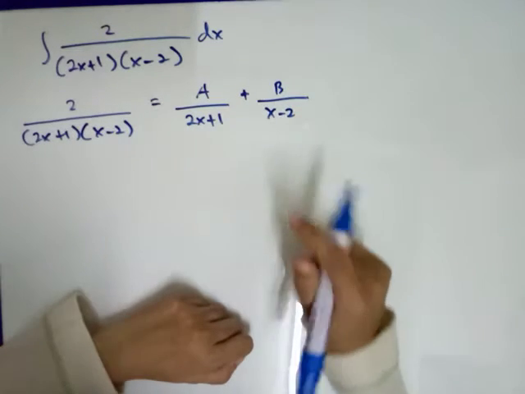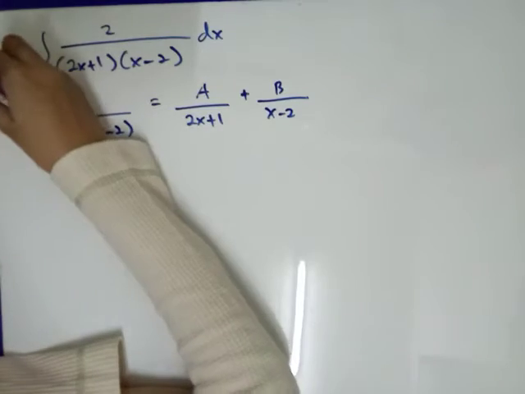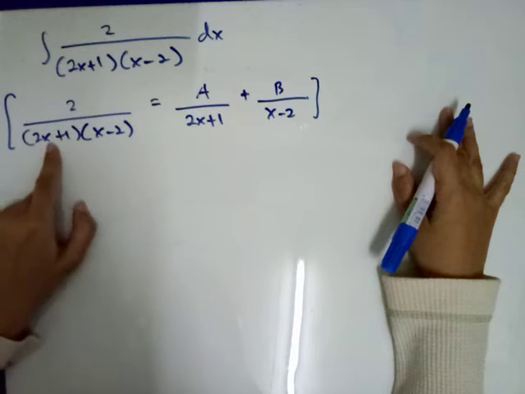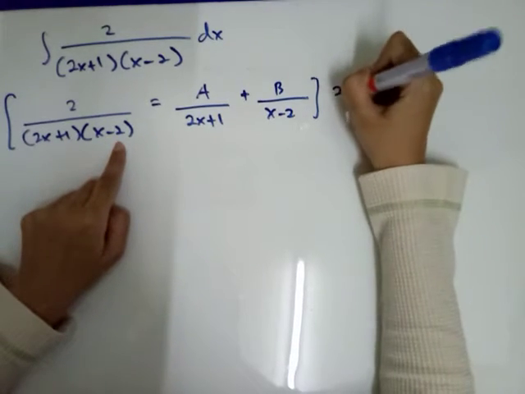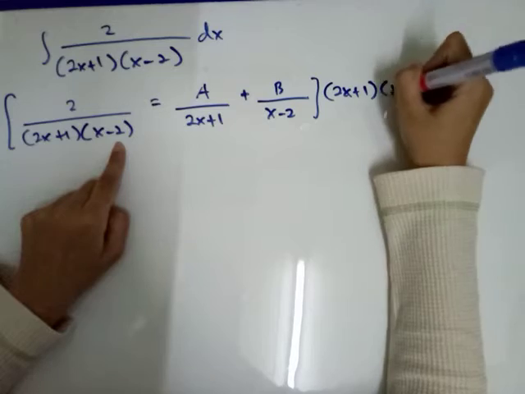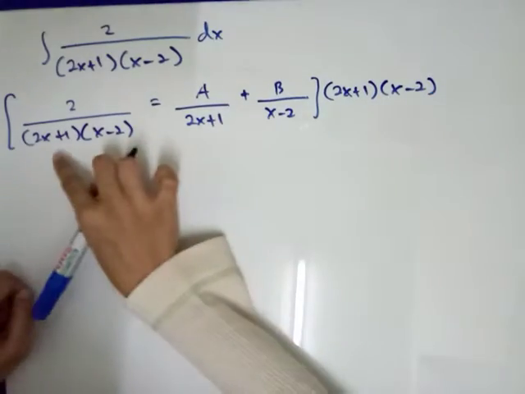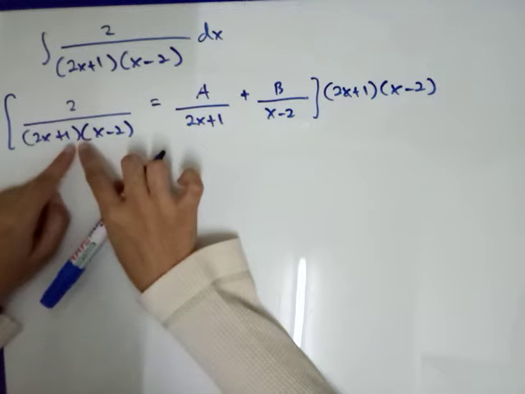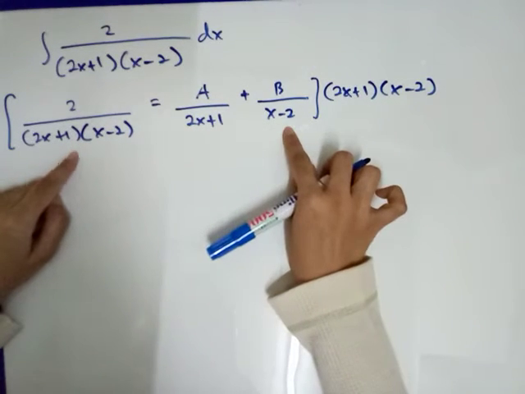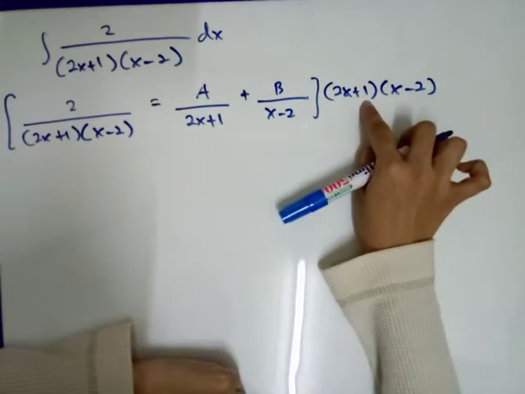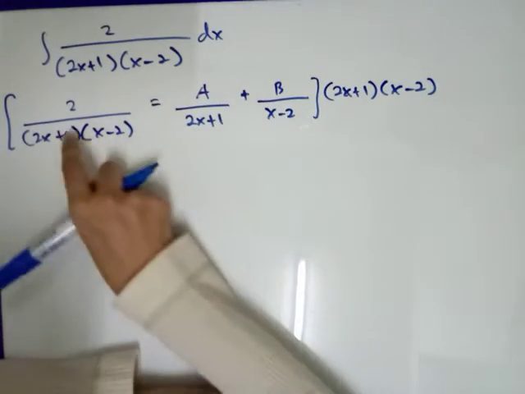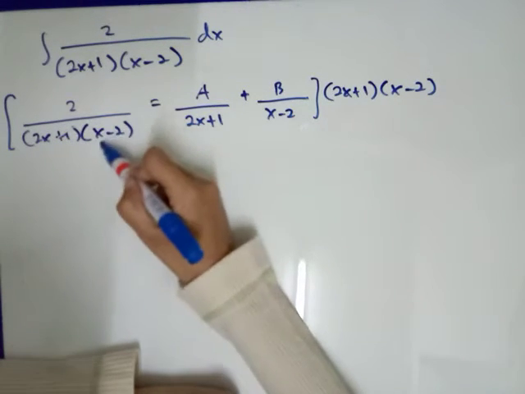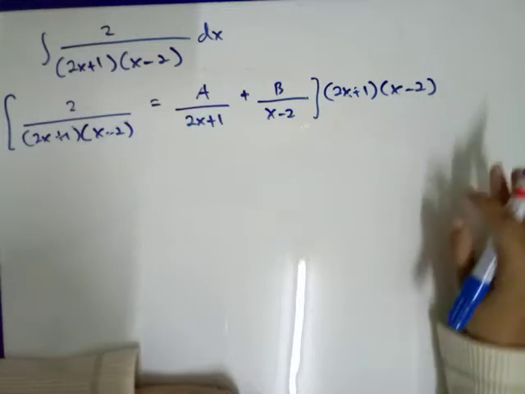And then next, you need to multiply both sides with (2x plus 1)(x minus 2). Why do we need to multiply this? Because we need to cancel the denominator, bahagian denominator yang kat bawah ni. So we multiply both sides with 2x plus 1 times x minus 2. So this one, 2 over (2x plus 1)(x minus 2), we can cancel out with this one.